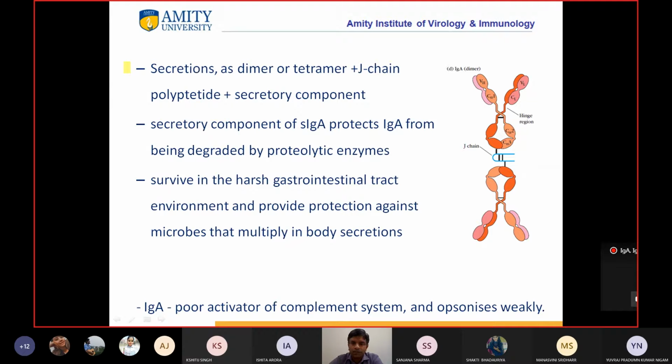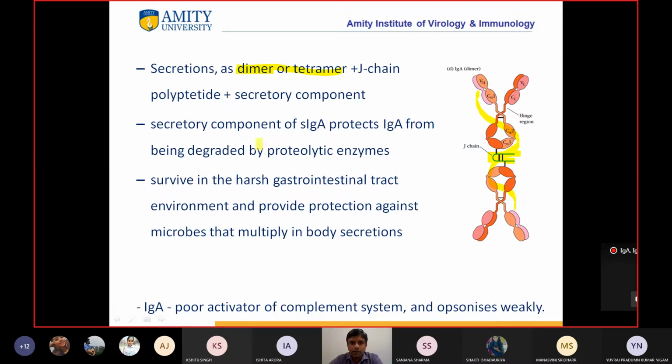When this immunoglobulin A is present in the secretions, it is in a dimeric or tetramer form, right? Dimer is the most common form of IgA that you see, and it includes two molecules of IgA. You can see here one molecule, two molecules, and it has a J chain. The J chain helps in joining of the two molecules and helps in the formation of disulfide bond, and it also has a secretory component. We will talk about secretory component as well.